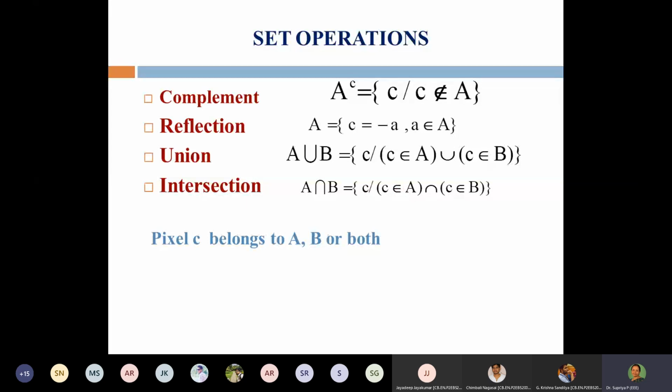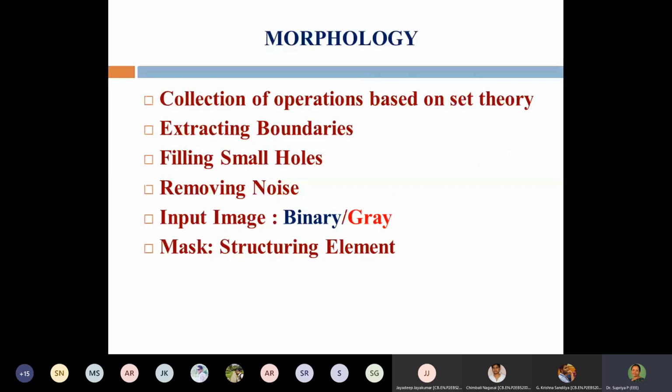So with this base, let us go on to see the first process, namely dilation. Generally, dilation and erosion are also known as morphological operations, because these are a set of operations which are basically based on set theory. They are used for extracting boundaries, filling small holes, removing noise. And the basic requirement for such operations is that preferably the image should be binary. Gray is also okay, but gray will require more computation because it requires a representation of 8 bits. And another requirement is that in the morphological operations, a mask is created.